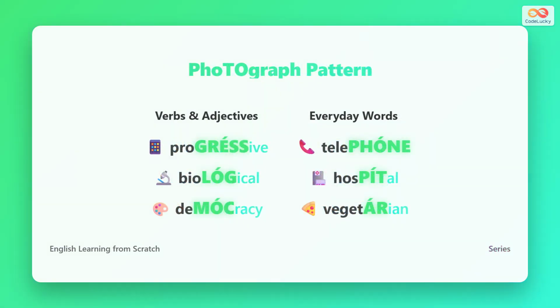Many verbs and words from Latin origins follow the second syllable stress pattern. The second syllable receives the emphasis. The famous example is photograph, used as a verb, phoTOGraph. Other examples include telephone, hospital, and vegetarian. Progressive and biological also follow this pattern. Notice how the stress changes the word's meaning and pronunciation.